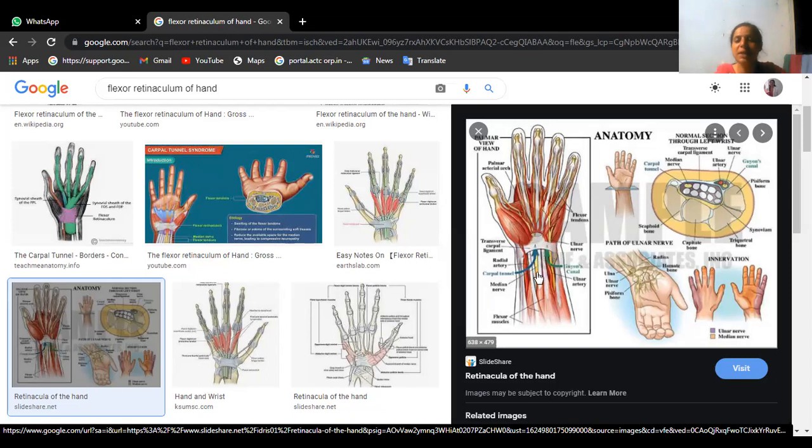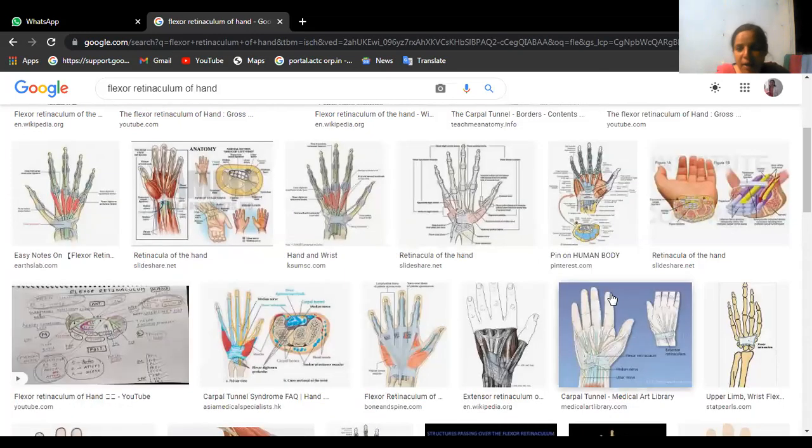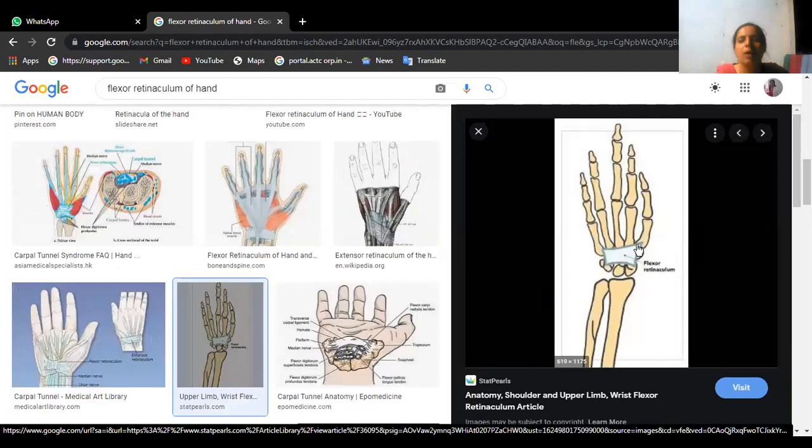That means median nerve may get compressed, and there may be claw hand. That is flexor retinaculum. Different pictures are shown. You can see exclusively bones only here: scaphoid and trapezium and pisiform and hamate. This attachment is flexor retinaculum.